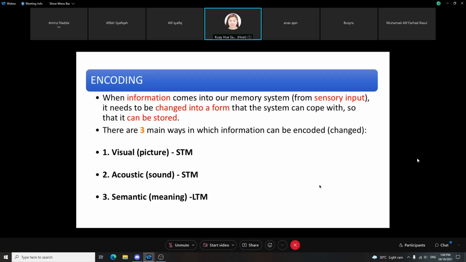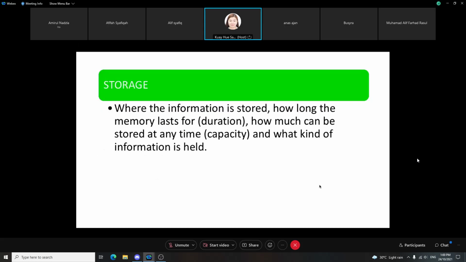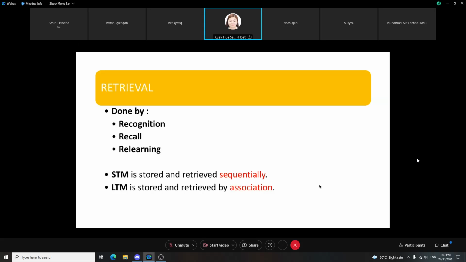Encoding is when information comes into our memory system from sensory input, okay, echoic, haptic, and all that, the three of them. It needs to be changed into a form that the system can cope with so that it can be stored. There are three main ways, as I've mentioned just now: through pictures, through sound, or through meaning. And then storage: where the information is stored, how long the memory lasts for (duration), and how much can be stored at any time (capacity), and what kind of information is held, what information you keep and what type of information you remove, basically.